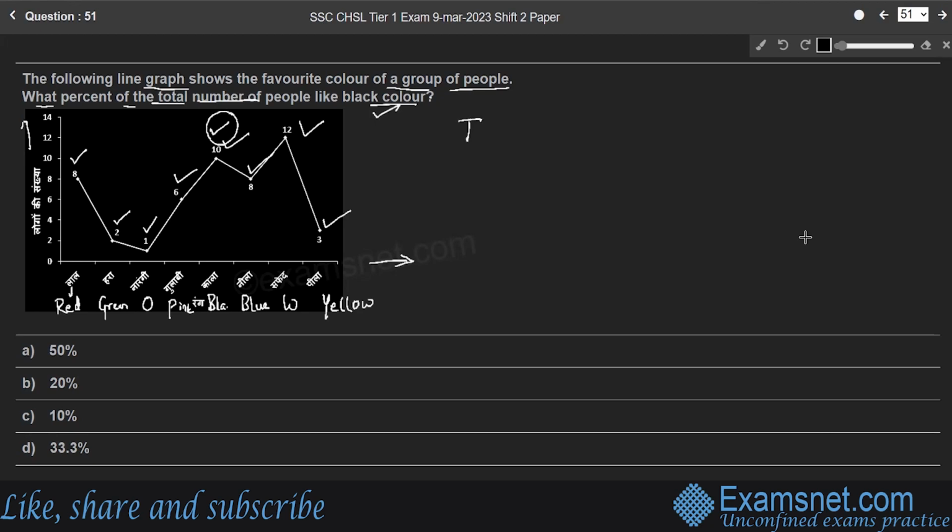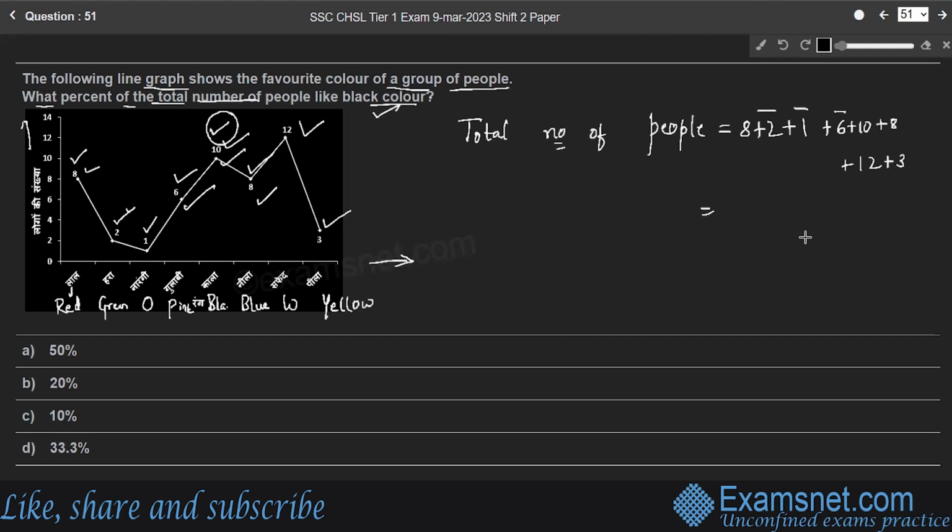For that we need the total number of people. So we'll take the total number of people is equal to 8 plus 2 plus 1 plus 6 plus 10 plus 8 plus 12 plus 3, right? Totally it is 10, 11, 17, 27, 35, 47 plus 3, 50. So there are 50 people in total.